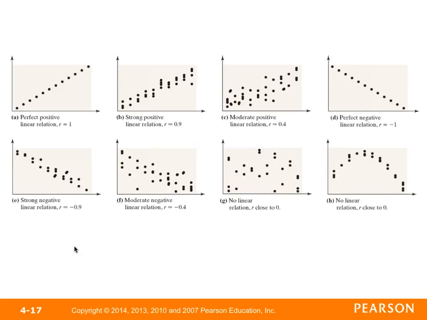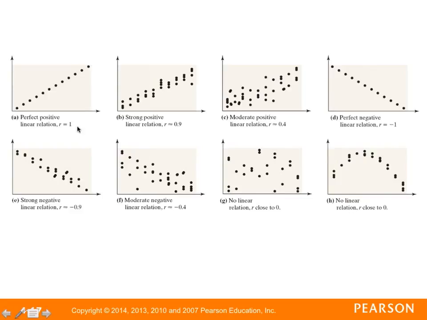Okay, so we're going to look at a couple of different situations here. If you look at A, we have a completely straight line. This is a perfect positive linear relation because we have a positive slope. So that would be a value of r equals 1. If we look at B here, this is very linear still. It's what we would maybe call a strong positive linear relation. So we definitely have something that's positive and linear, but it's not exact, so it's not going to be 1. That would maybe be something like r is around 0.9.